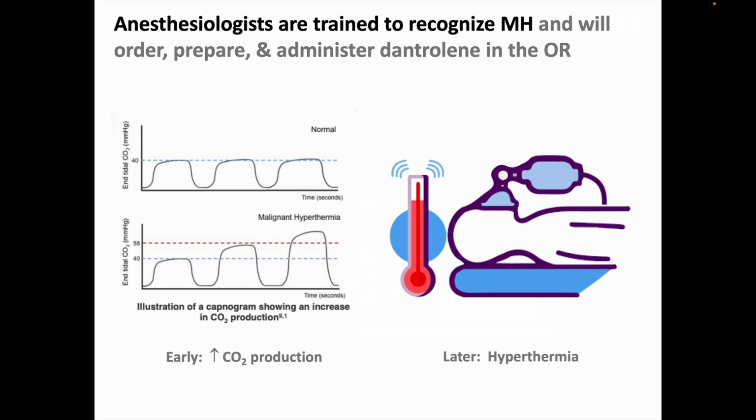Most clinical use of inhalational anesthetics and succinylcholine occurs from drugs used by anesthesiologists in the operating room. Because they're the most likely clinicians to encounter malignant hyperthermia, anesthesiologists are trained to recognize it. Indeed, if they see a case of MH, they'll be the ones to order, prepare, and administer Dantrolene themselves right there in the OR. One of the earliest signs you can look for is an increase in the exhaled CO2 levels, as shown in the capnogram. And even though the disease is called malignant hyperthermia, the increase in body temperature takes longer to occur. Ideally, MH will be recognized and treatment started without having to wait until the patient has developed significant hyperthermia.